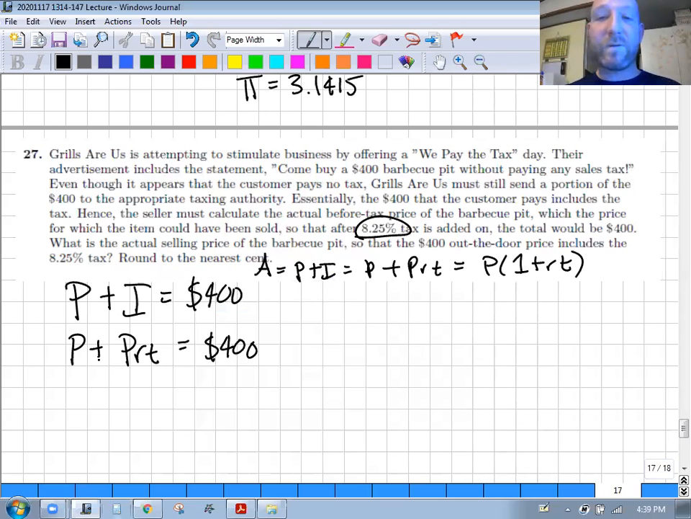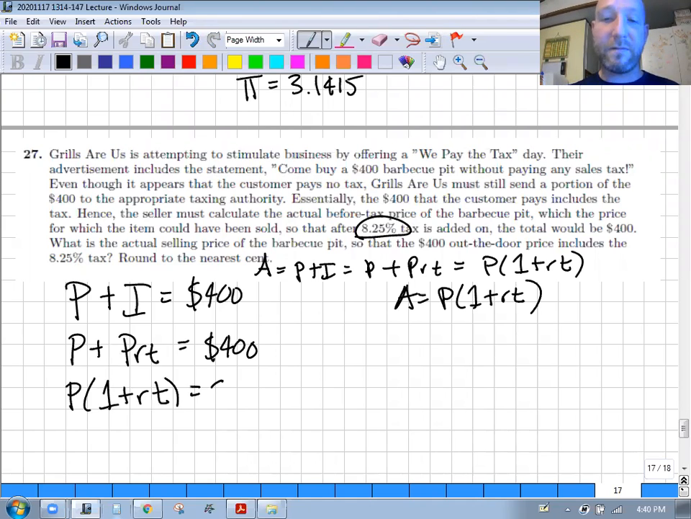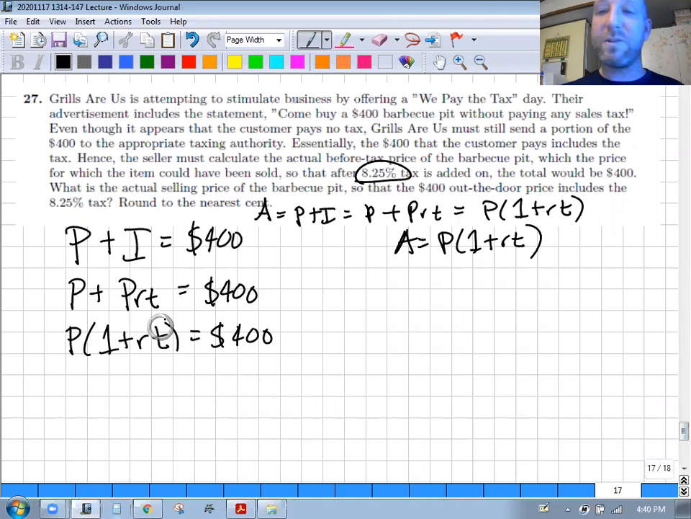So in this case, our amount is P times (1 plus RT). I don't like all this though. I like just breaking it down. The price plus the interest needs to be 400 bucks, right? We don't know what the price is. We could factor out the P. We know what the rate is. Here the time is just one time, so we don't need T here. The interest in this case is just price times the rate. T is 1. So they're saying this is 0.08.